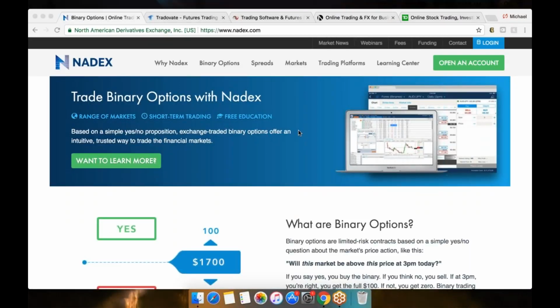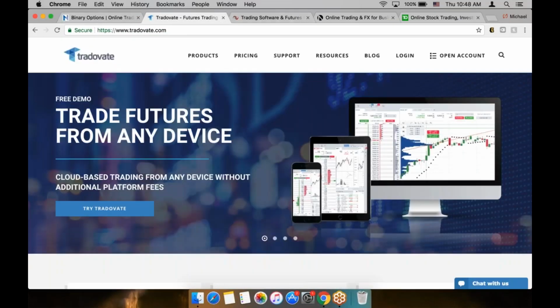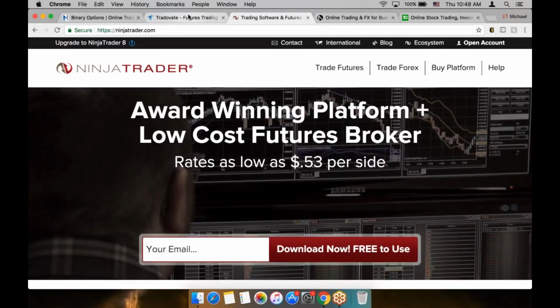So to start, here is what I recommend in terms of brokers that you use. So Nadex, obviously, that's the only binary options broker that I would recommend. For futures, Tradovate and NinjaTrader.